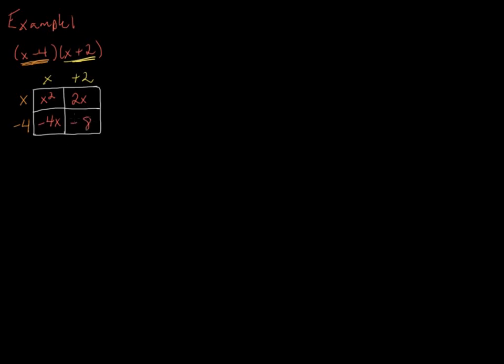Now, this is kind of nice. It sets up all of the terms that we're going to have to add together. So if I go back up here, what this tells us is that x minus 4 times x plus 2 equals x squared plus 2x, take away 4x, take away 8.